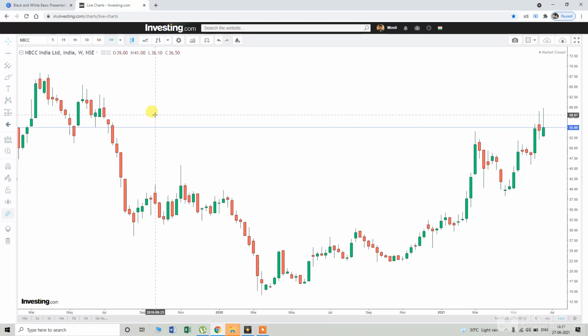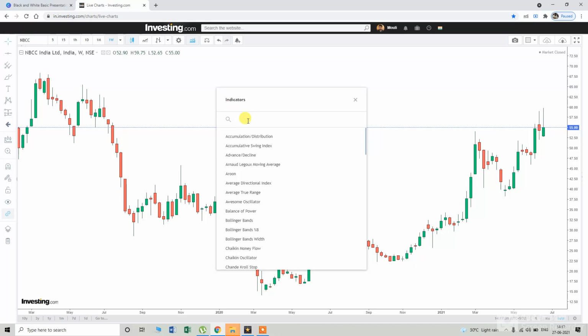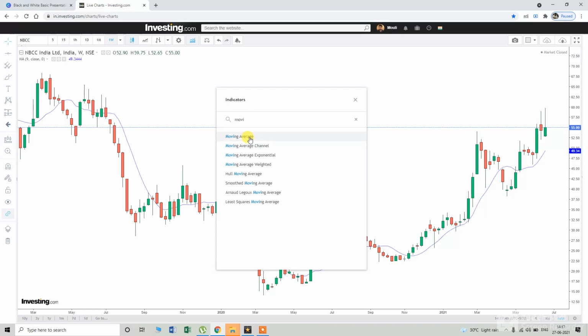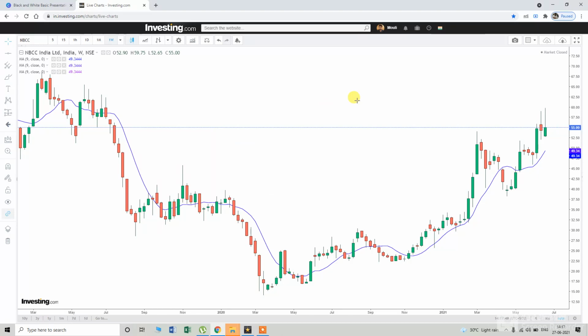So in the topmost toolbar you can see something called indicators. There you can type moving averages. I want to add 3 moving averages: 20, 50 and 200. What happens with these moving averages is they help you to spot support and resistance. It's a type of indicator.